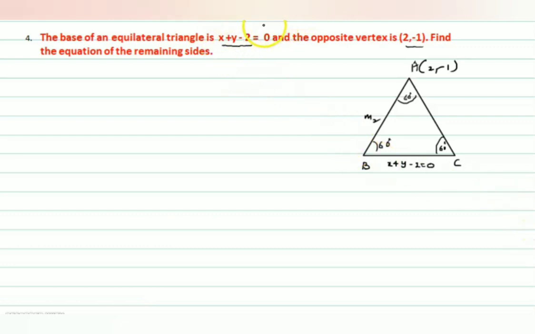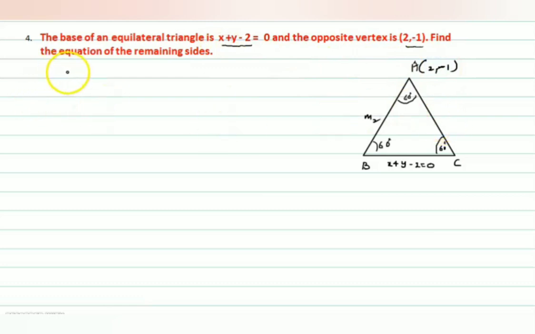The base of an equilateral triangle is x plus y minus 2 is equal to 0. Let us consider an equilateral triangle. The base of the triangle is x plus y minus 2 is equal to 0, and the opposite vertex is 2 comma minus 1. If you consider this as the base, this is the opposite vertex 2 comma minus 1. Find the equation of the remaining two sides.